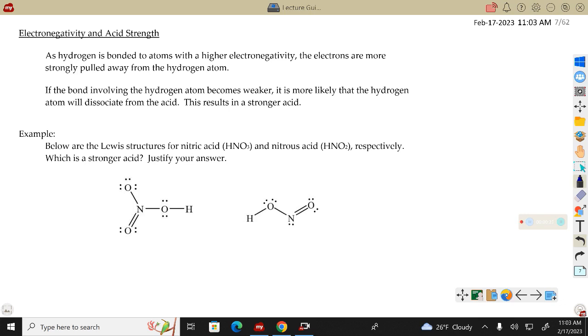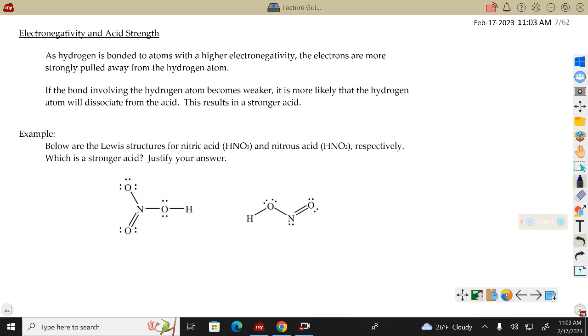One factor that can affect the strength of an acid is the electronegativity of the atoms bonded to the hydrogen. So it says here, as hydrogen is bonded to atoms with higher electronegativities, the electrons are more strongly pulled away from the hydrogen atom. So we're talking hydrogen bonded to oxygen, nitrogen, halogens. If the bond involving the hydrogen atom then becomes weaker, it's more likely that the hydrogen atom will dissociate, resulting in a stronger acid. So here's two really good examples.